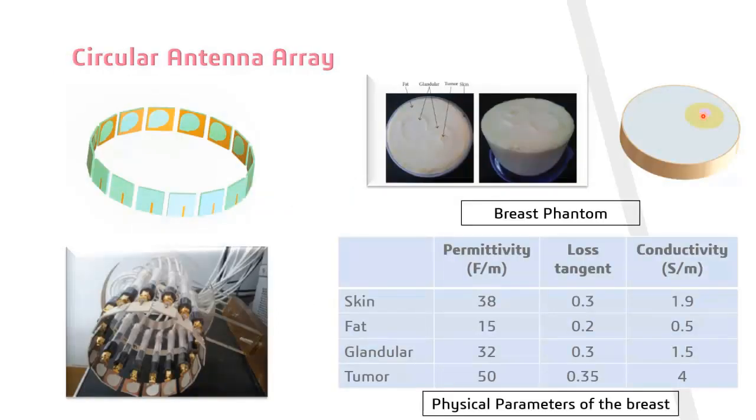Inside SOLIDWORKS, we will use this antenna element for circular array construction, and we will model the breast phantom to be placed inside the array. The breast phantom consists of a 2 mm thick layer of skin and an 88 mm diameter breast, and a circular glandular in which the cancerous tumor is inserted.